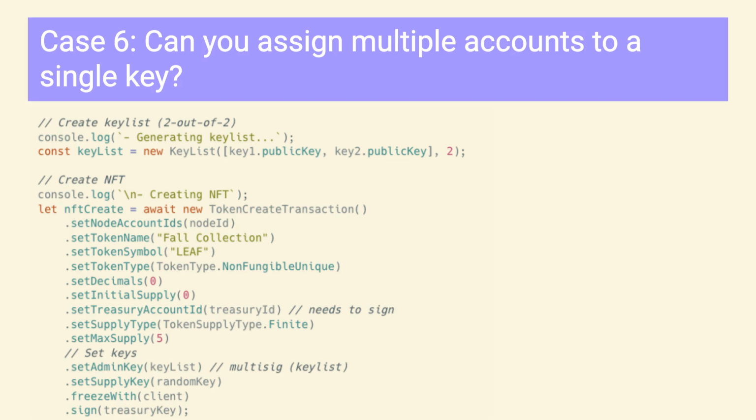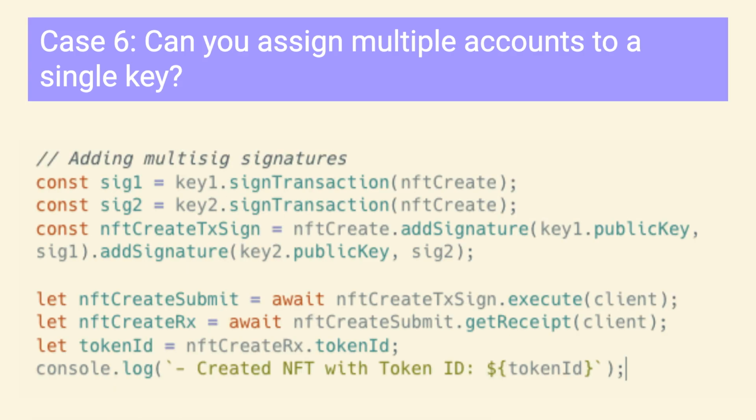In case 6, we explore if you can assign multiple accounts to a single key. Yes, this can be achieved by using a key list. A key list acts as a multi-sig, and you can add multiple keys to this key list. For example, you can add 2 keys to the key list and say that both of the keys need to sign a transaction. So in this example, you can see we've created a key list and we've assigned it to the admin key of the token. So then when we want to change anything on the token or when you have to sign a transaction, both keys need to supply their signature for the transaction to be successful.